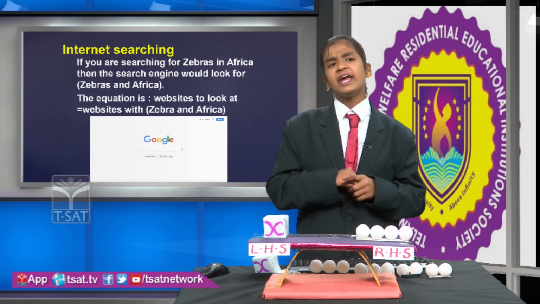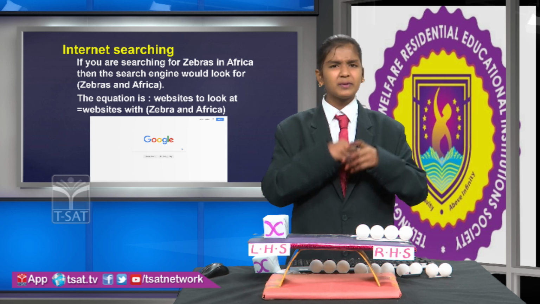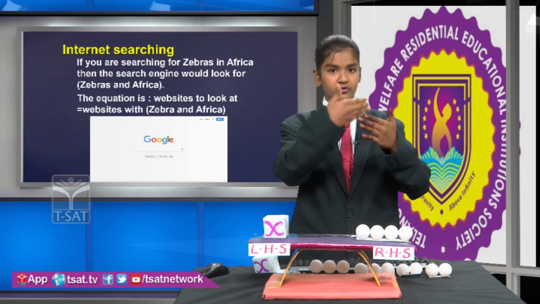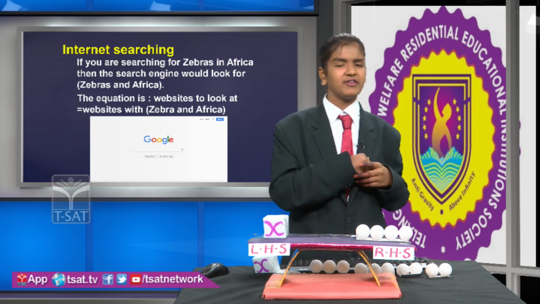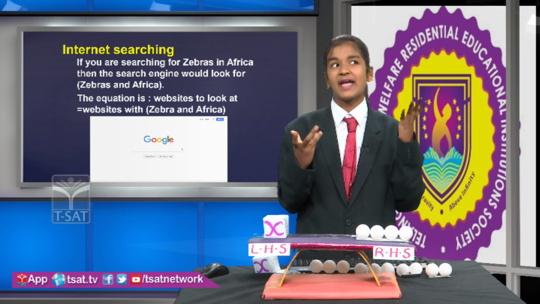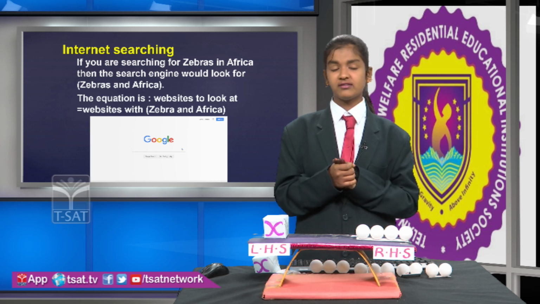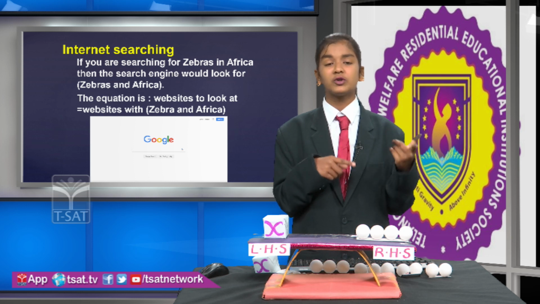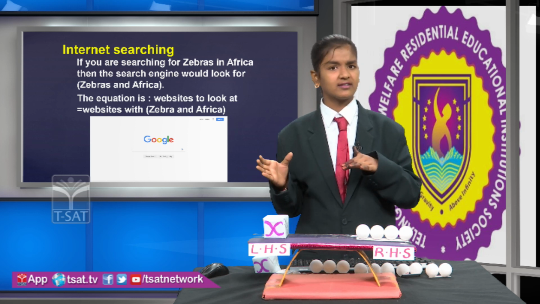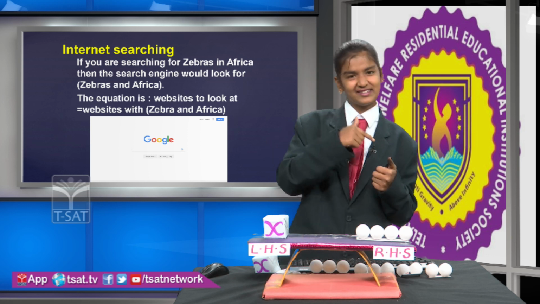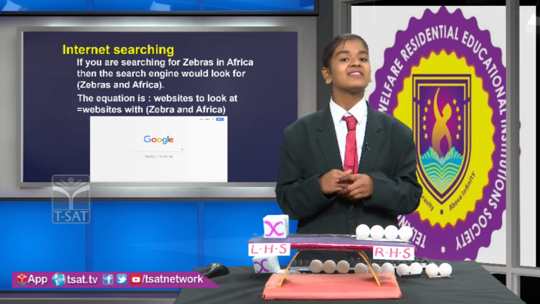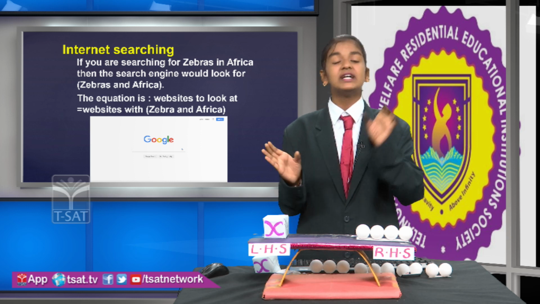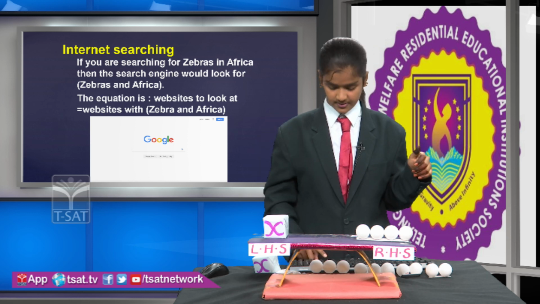And the next one is internet searching. Friends, do you look up information on the internet? Of course, we just type in some words and look for websites. Friends, do you ever pay attention to what the actual search was? So friends, if you were interested in zebras in Africa, then the search engine would look for zebras and Africa. Friends, do you realize that this is part of an equation? The equation is: websites to look at equals websites with zebras and Africa.